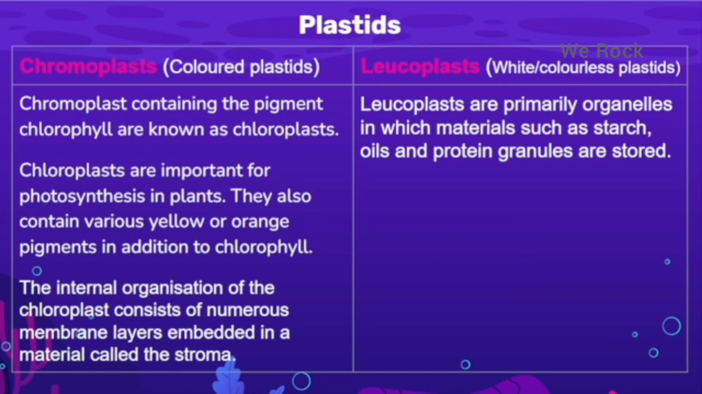Chloroplasts are important for photosynthesis in plants. They also contain various yellow or orange pigments in addition to chlorophyll. The internal organization of the chloroplast consists of numerous membrane layers embedded in a material called stroma.